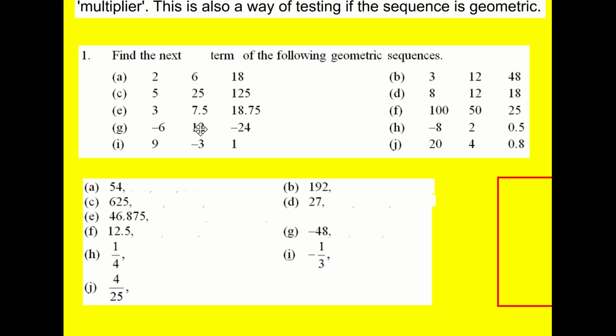You can see here I'm timesing by minus 2. Here I'm dividing by minus 4, so I'm timesing by minus a quarter. Here I must be dividing by minus 3, so timesing by minus a third. Here I'm dividing by 5, so timesing by a fifth. Okay, you might not have left your answers as fractions, but hopefully you can check if they're okay.